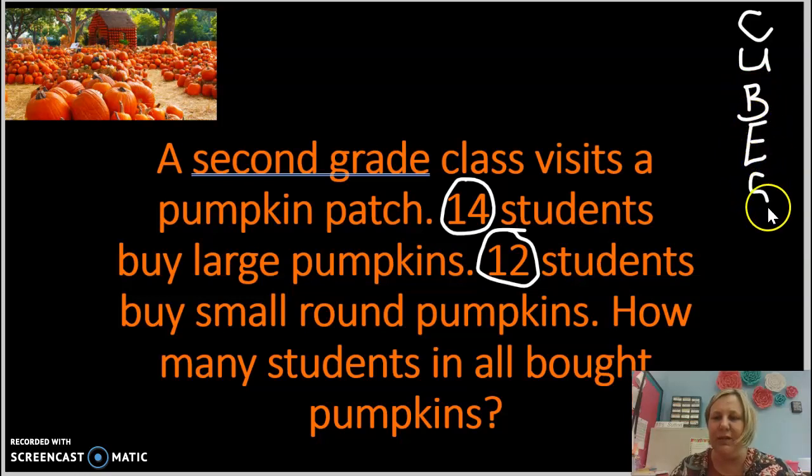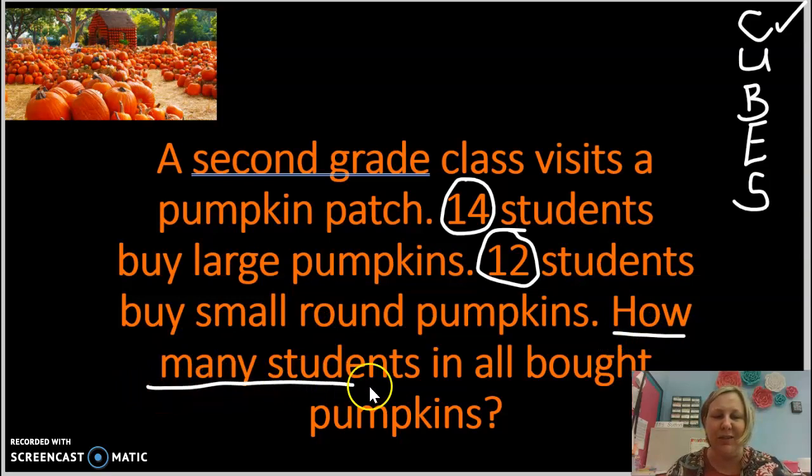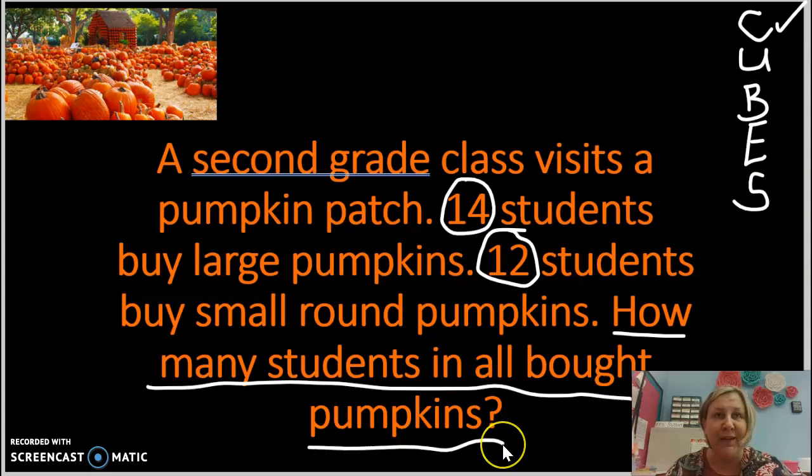CUBES. My second step is to underline the question. So the question that I'm trying to solve is, how many students in all bought pumpkins? So I've underlined my question. My next step is to box keywords.